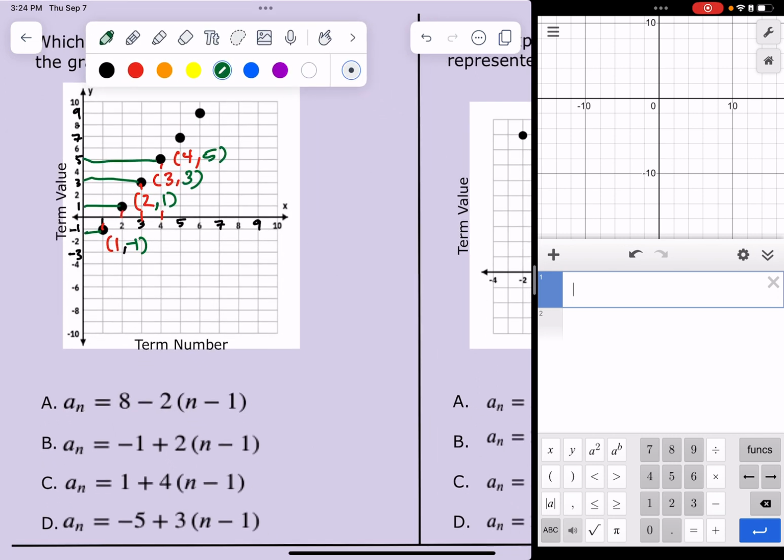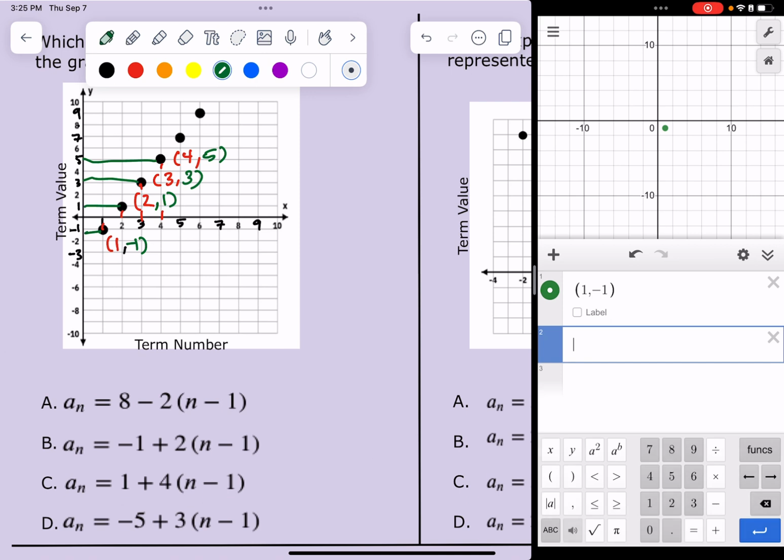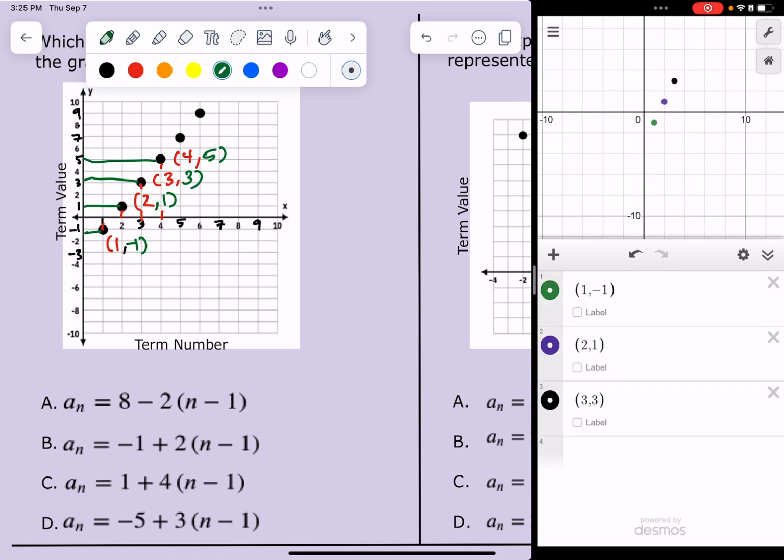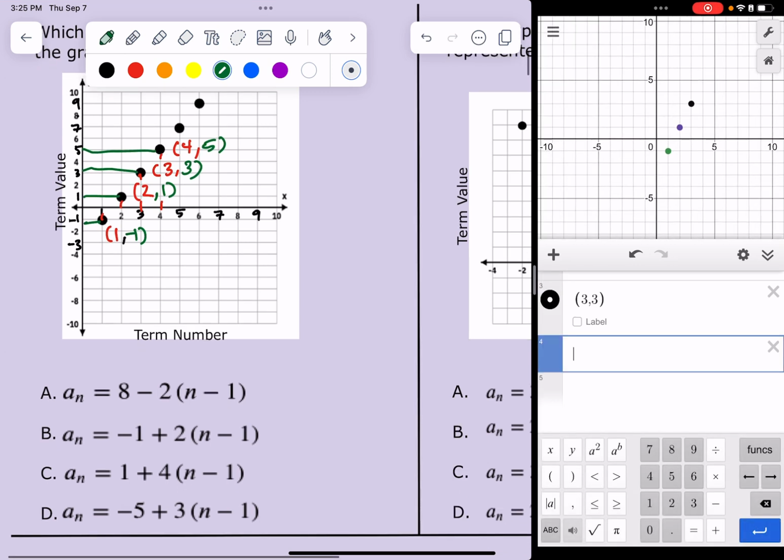So what we're going to do is in Desmos, we are going to put the points. 1, comma, negative 1, parentheses. Then we have this green point that pops up. That's good. Then we want 2, comma, 1. Then the purple point pops up. That's good. And then 3, comma, 3. And we can just leave those 3.